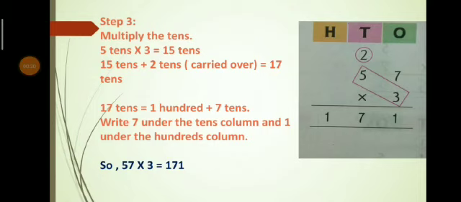And as I have told you earlier, 10 tens is equal to 100. So we can write 17 tens as 100 plus 7 tens. So we will write 7 under the tens column and 1 under the hundreds column. So we can say that 57 multiplied by 3 is equal to 171.